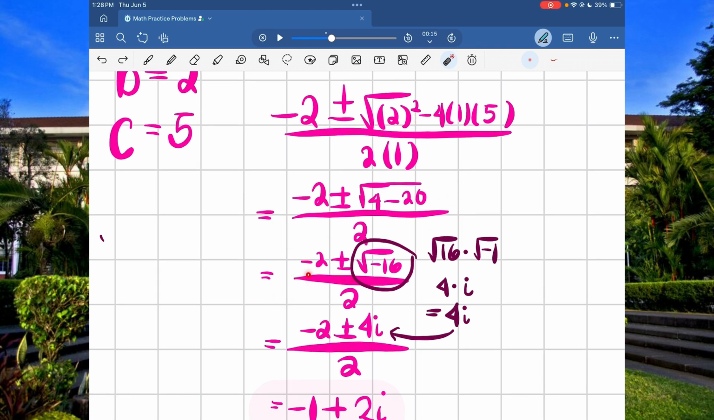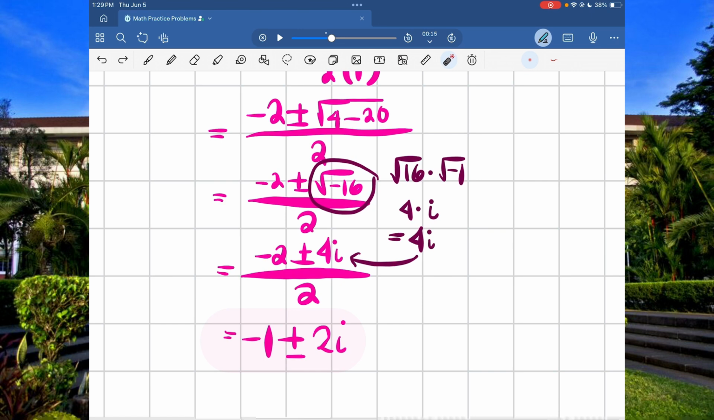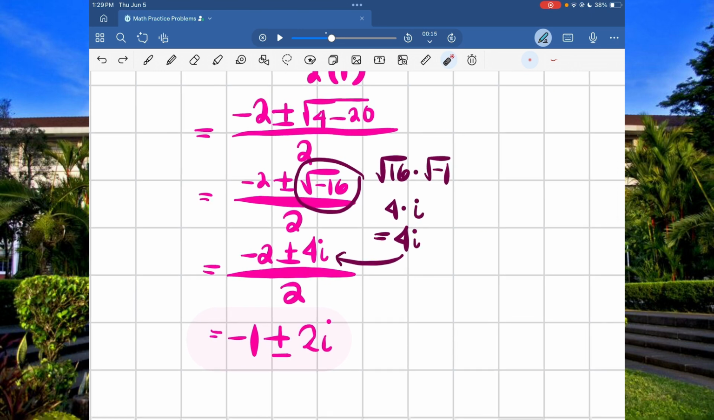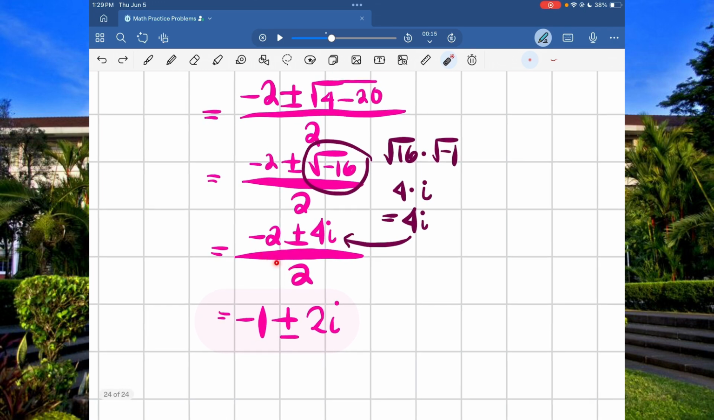So after solving those, we will be deriving negative 2 plus or minus square root of negative 16 divided by 2. So just like what we did earlier, we factored out negative 16, whose factors are 16 and negative 1. So the square roots of these two are 4 and I. So therefore, this will become 4I.